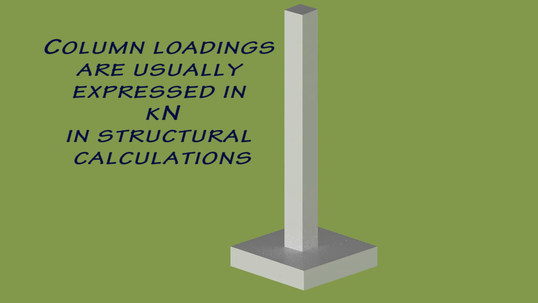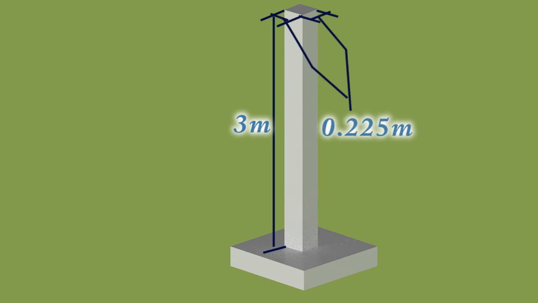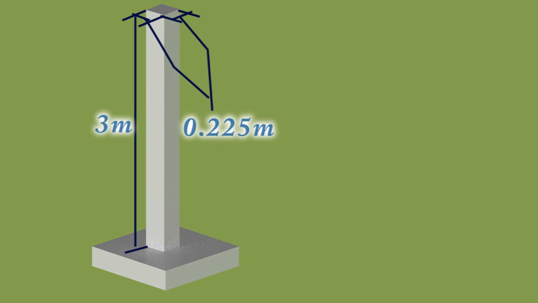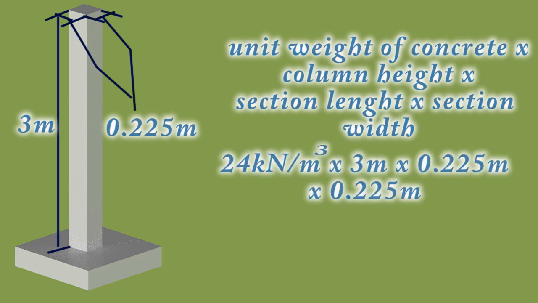Column loadings. Column loadings are usually expressed in kilonewtons. For example, for a column of height 3 meters, with section length and width of 0.225 meters, the column load can be calculated as follows. Unit weight of concrete times column height times section length times section width, that is, 24 times 3 times 0.225 times 0.225, which gives 3.645 kilonewtons.